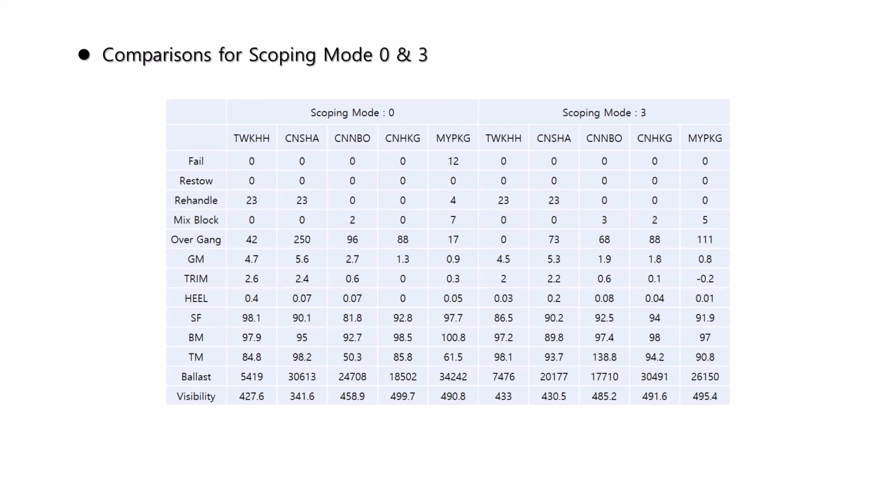Comparing the results of scoping mode 0 and 3. In the case of mode 0, there are 12 boxes of containers that fail to allocate slot locations and 4 boxes of containers that need restow handling operations. However, in the case of scoping mode 3, it was found that there was no container that failed to find a slot or needed restow handling operations.